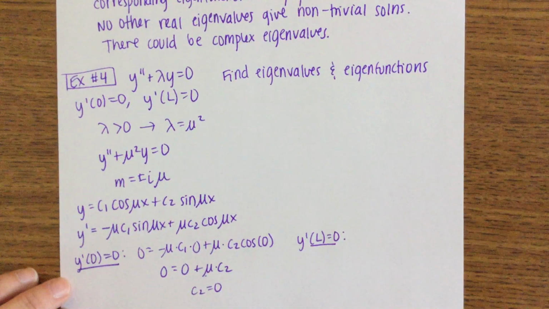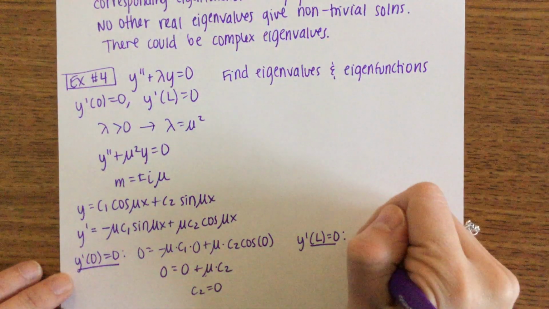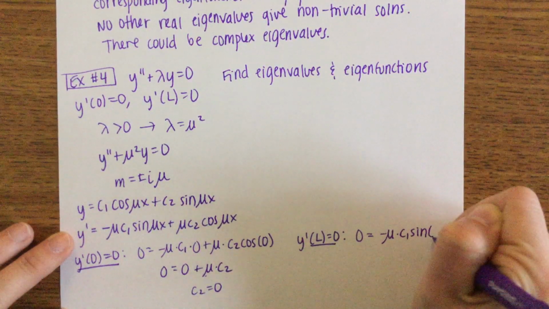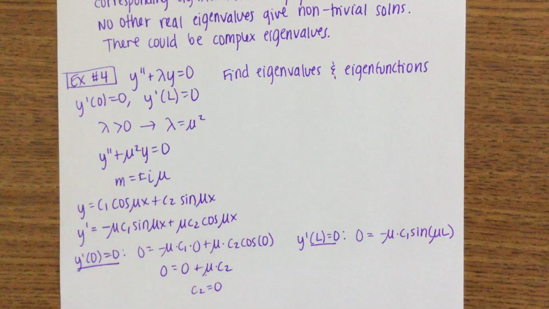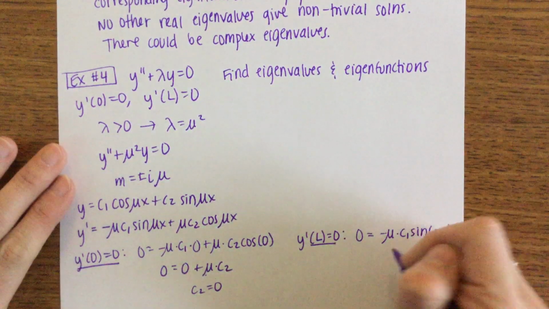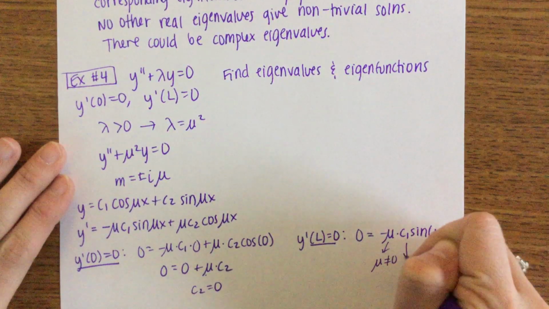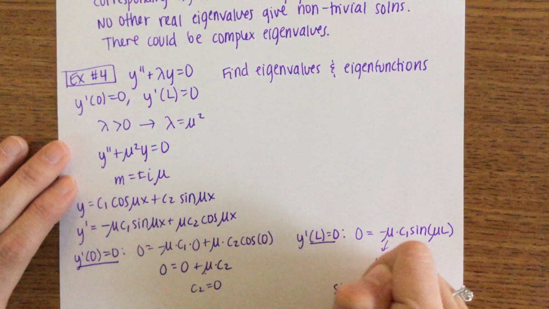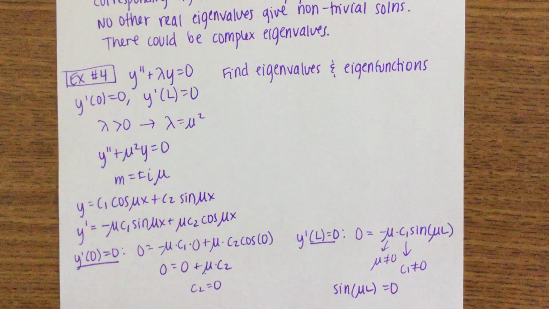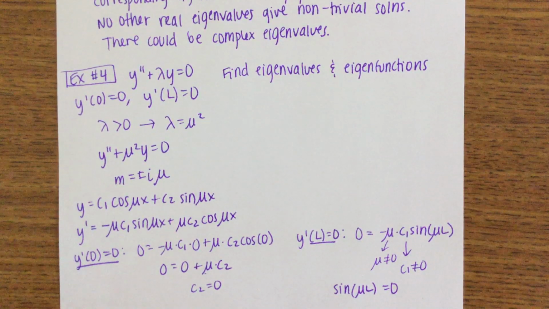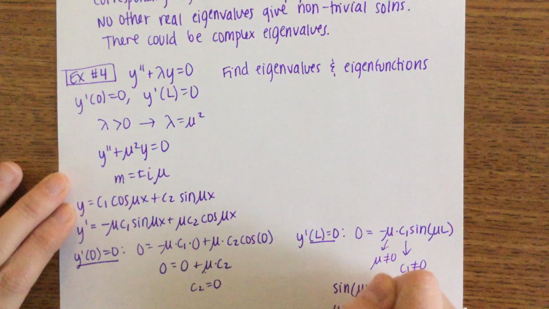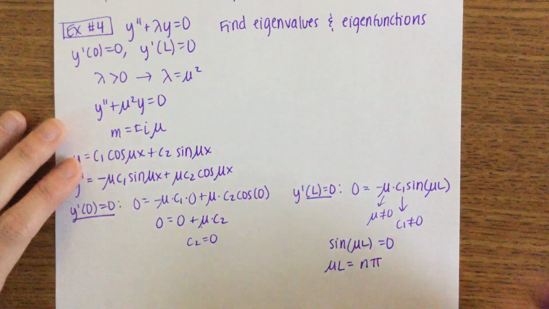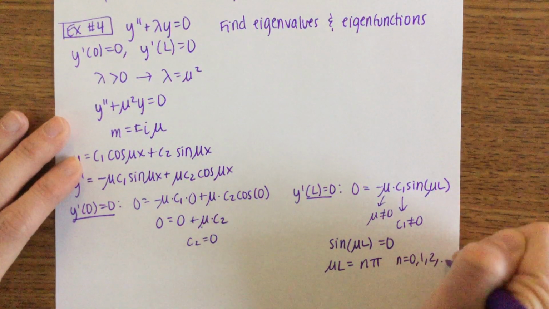We also have y prime of L equals 0, in which case we get 0 equals negative mu times c1 sine of mu L. We don't want mu to be 0. That would be trivial. We don't want c1 to be 0. That would be trivial. So we want sine of mu L to be equal to 0. Okay, sine is equal to 0 at n times pi. And this is for n is 0, 1, 2, etc.